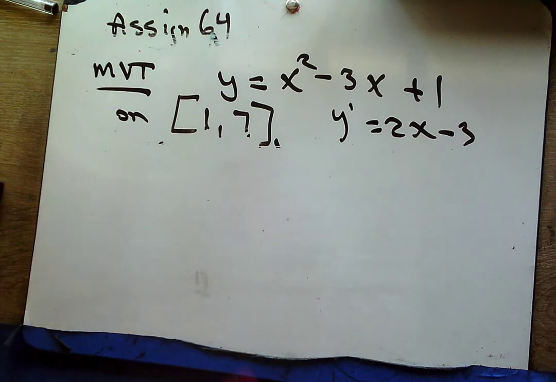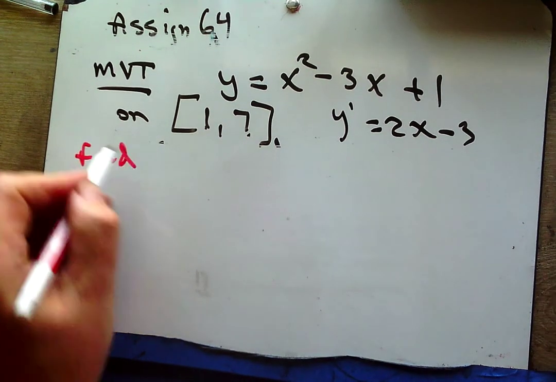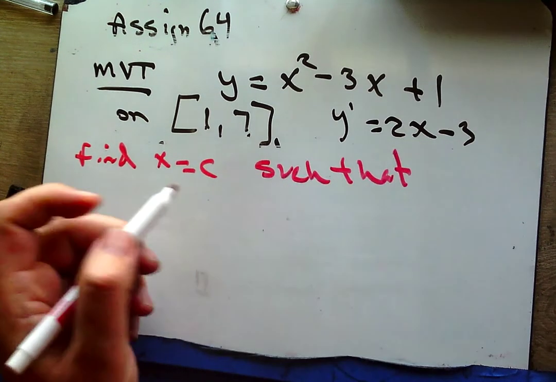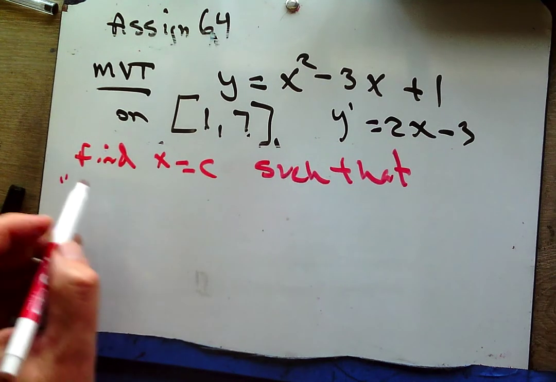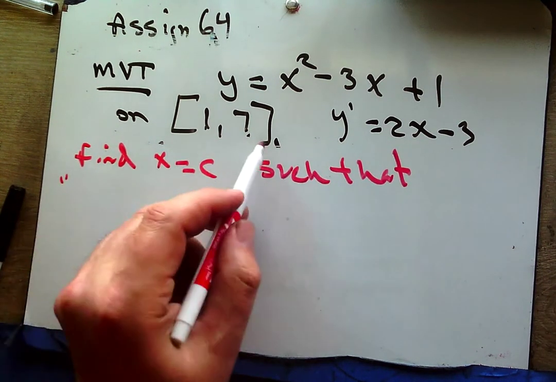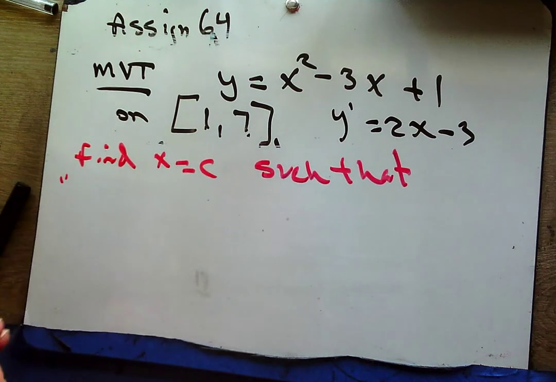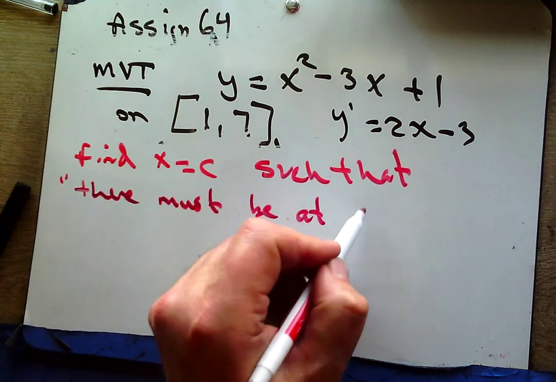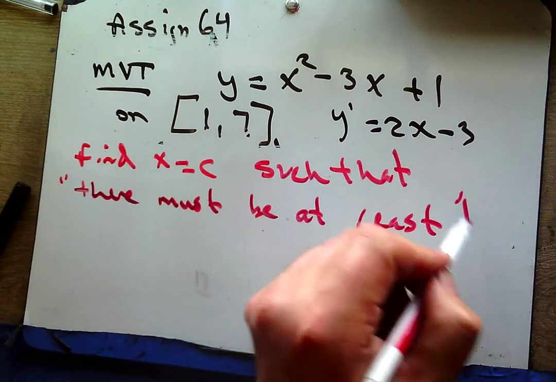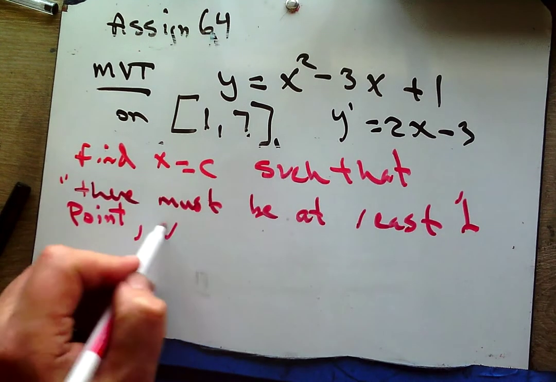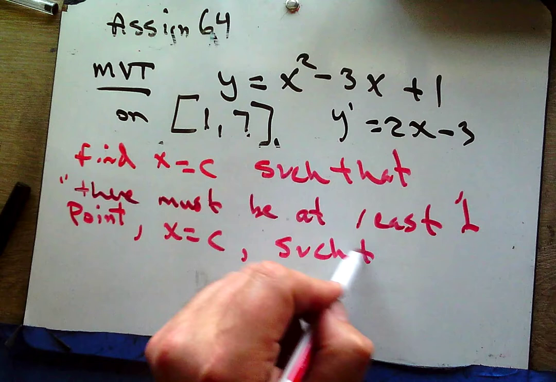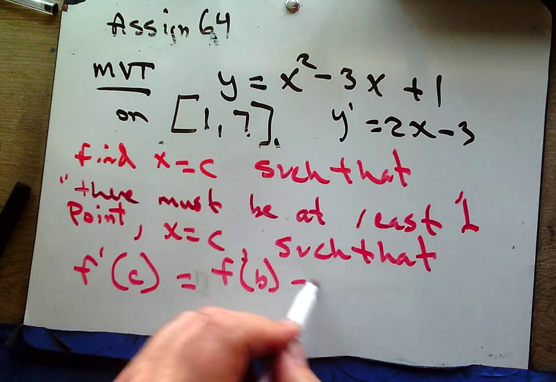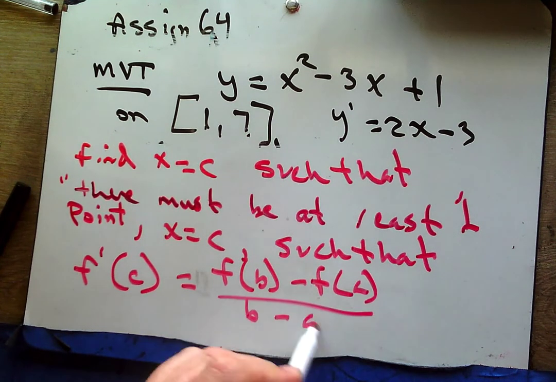Second question is, find x equals c such that, remember what the mean value theorem says. The mean value theorem says if f is continuous on the closed interval and differentiable on the open interval, then there must be at least one point, and we call that point x equals c, such that f prime of c equals f of b minus f of a over b minus a.